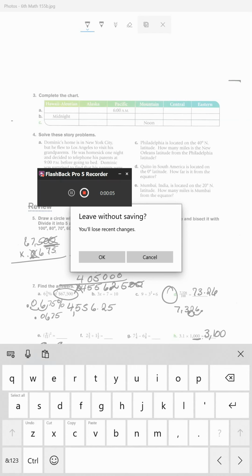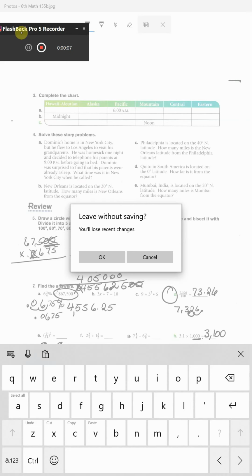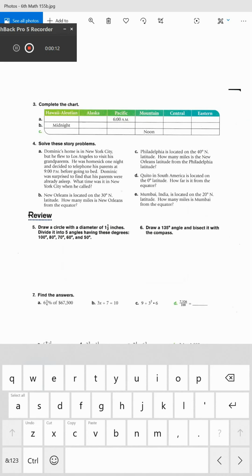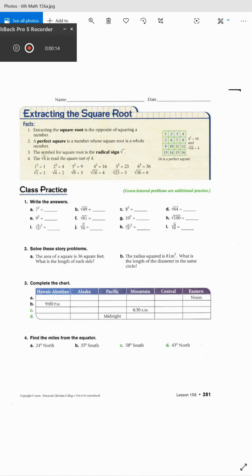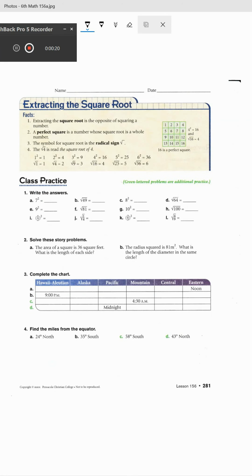All right, let me get to the right page here. Just jumping to the next lesson. All right, here's 156, which is the next lesson. Okay, here we go. Extracting the square root.